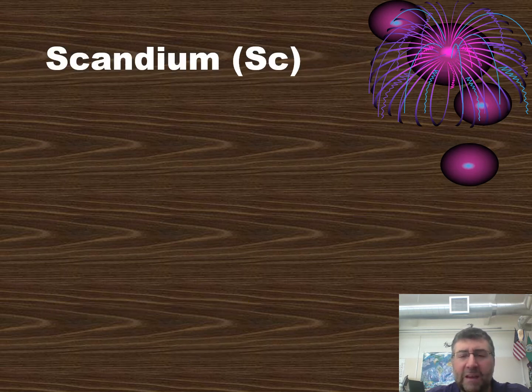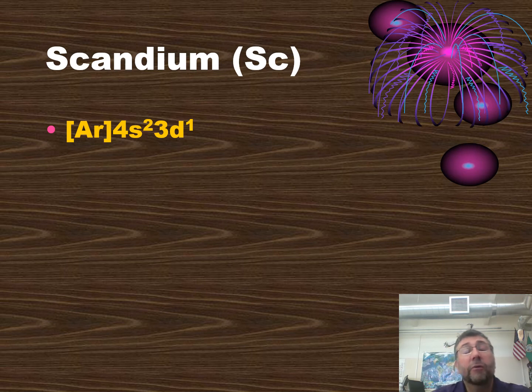All right, how about scandium? Did you get it? Scandium is the 3rd element over on the 4th row. So it's argon 4s2. Now remember, the d orbitals are always one number less than the row it's in. So it's not 4d, it's 3d. The reason is that those d orbitals are actually buried underneath the 4s. So it's 4s2, 3d1.